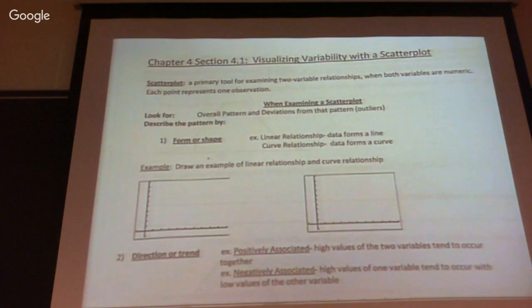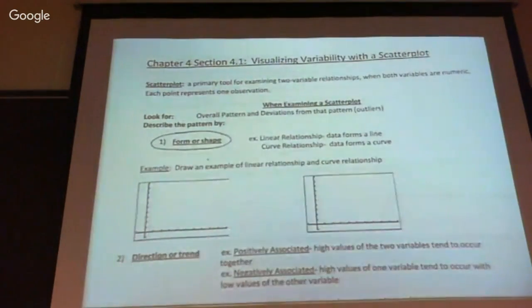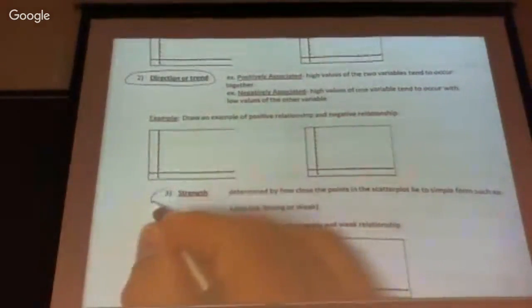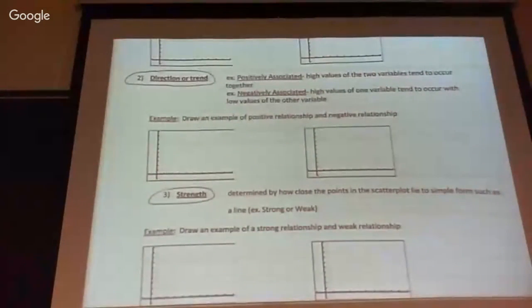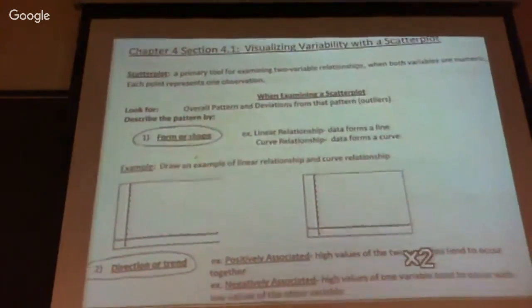So when you look at a scatter plot, there's a couple things I want you to look at. We're going to look at the form or shape, just two words that mean the same thing. We're going to look at the direction or trend. And we're going to look at the strength. Okay? Three things we can look at when we look at a scatter plot. So the first thing is the form or shape.